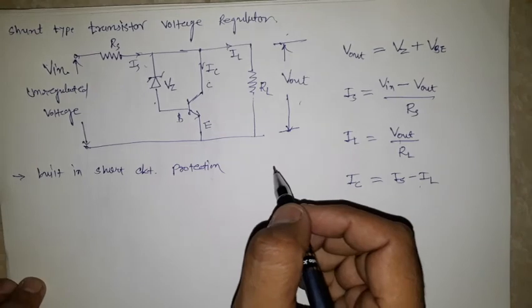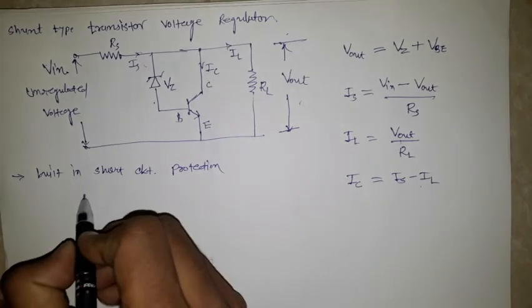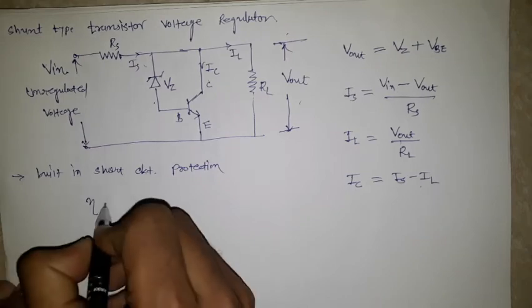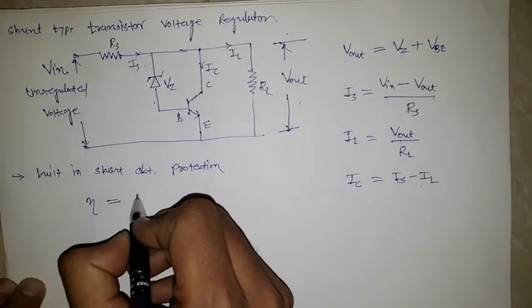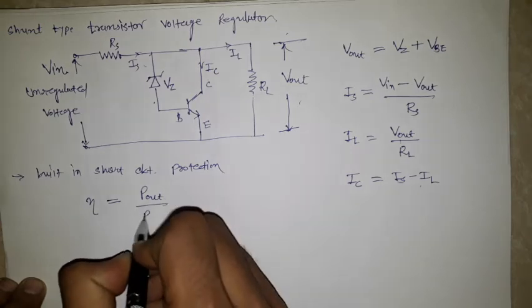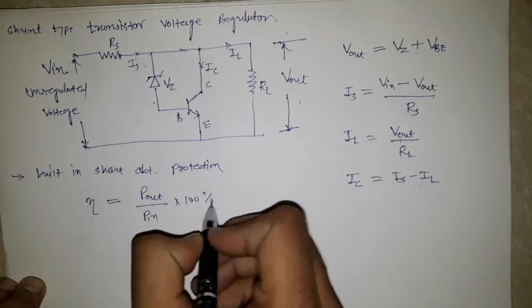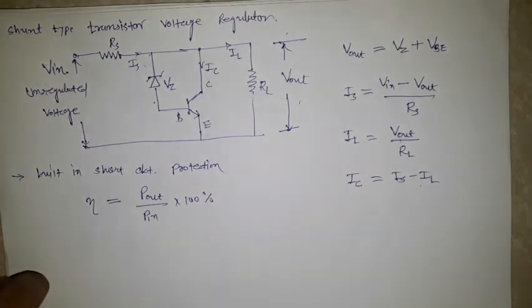And how can we find the efficiency? Efficiency eta is equal to output power upon input power into 100%. So this is the way we can find the efficiency of this circuit.